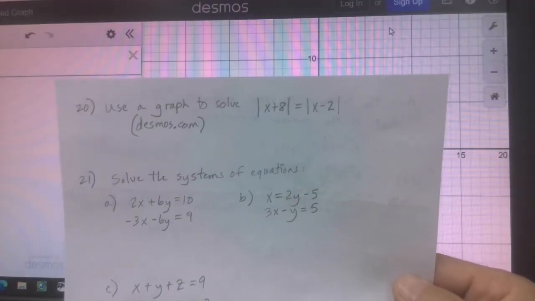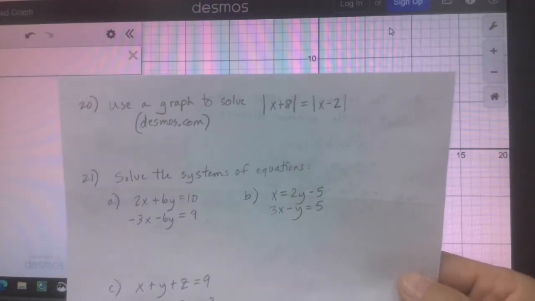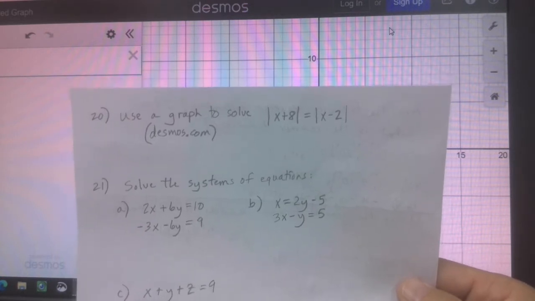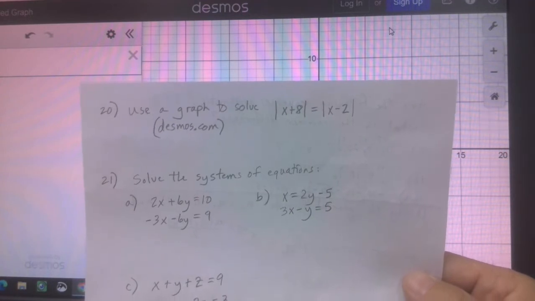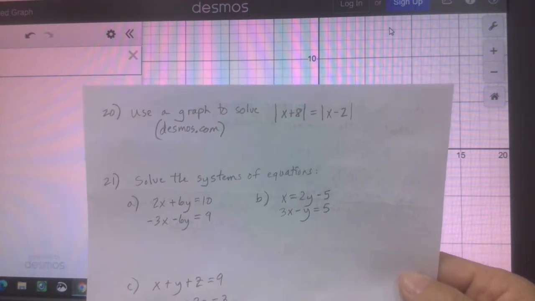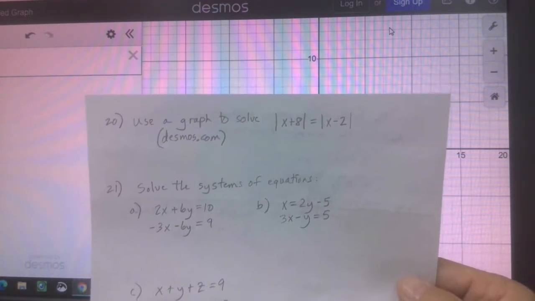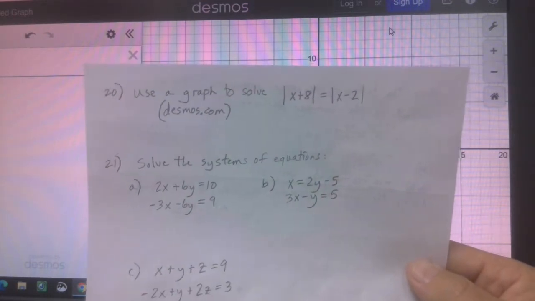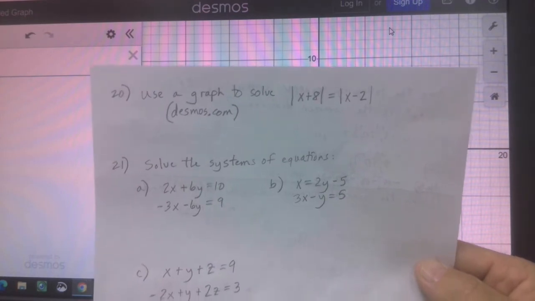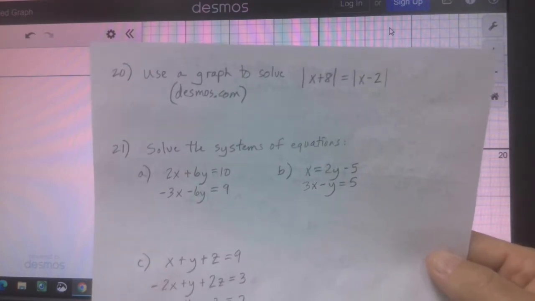All right, to Desmos.com we go. Number 20 says use a graph to solve the absolute value of x plus 8 equals the absolute value of x minus 2. So that looks pretty crazy. What we're going to do is set them both equal to y, just like we did in our homework and our lessons, and then just look at where they intersect.